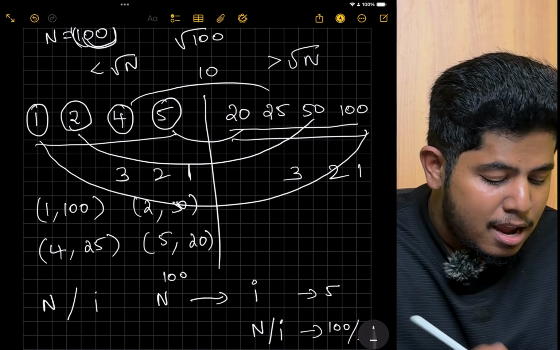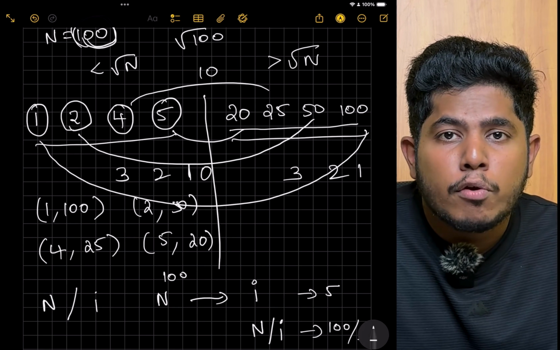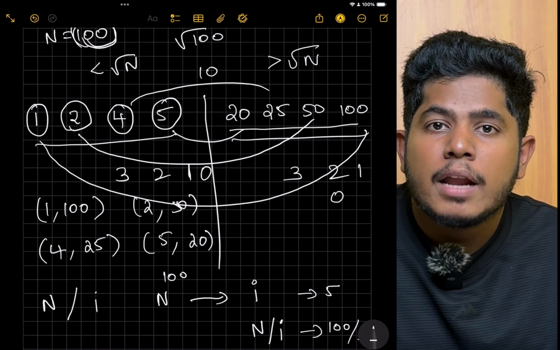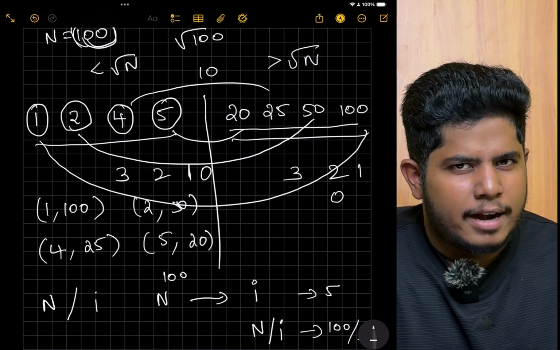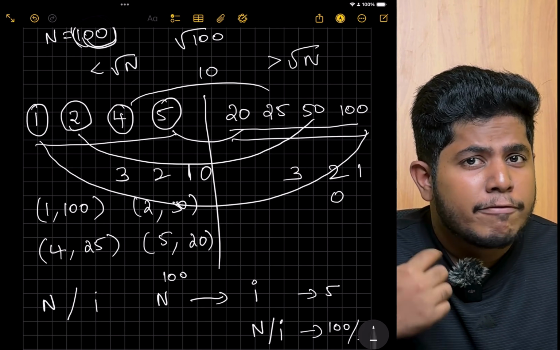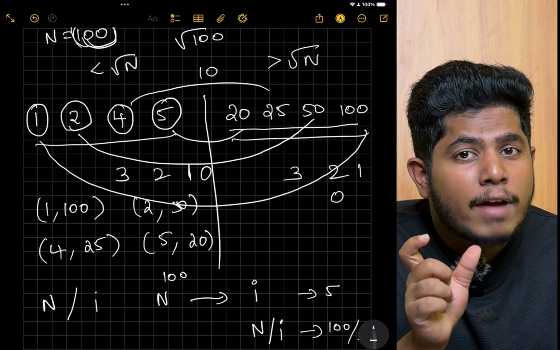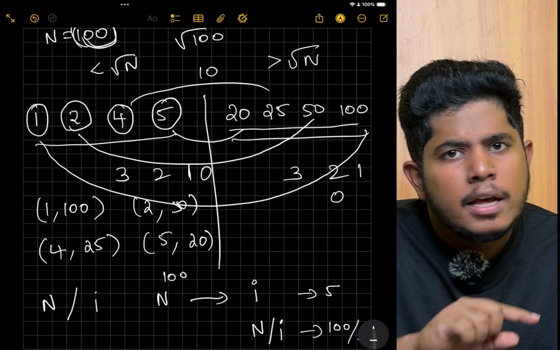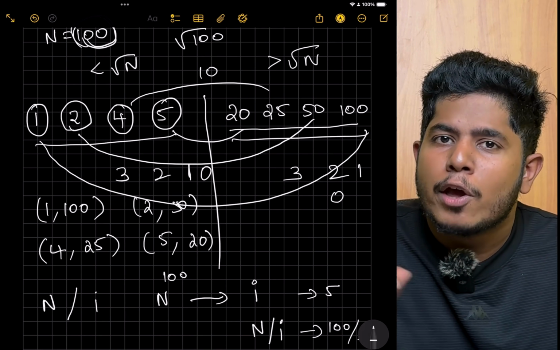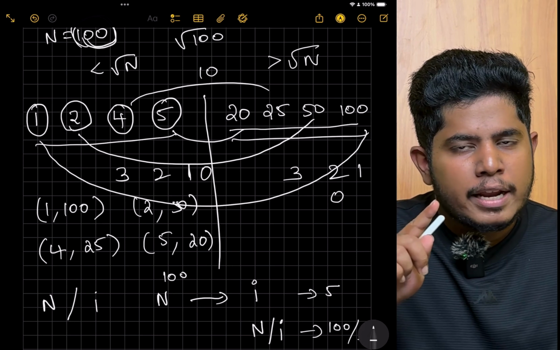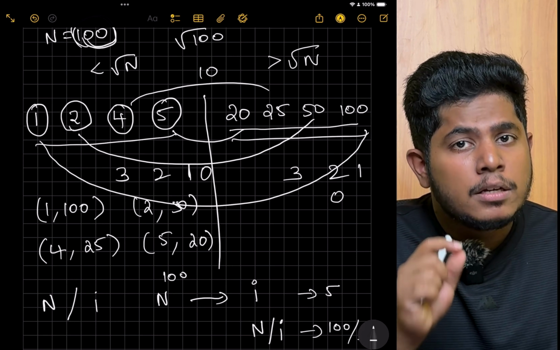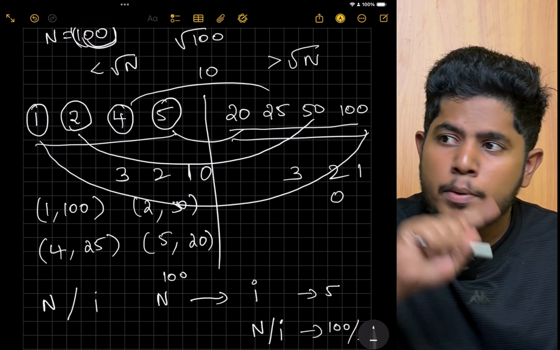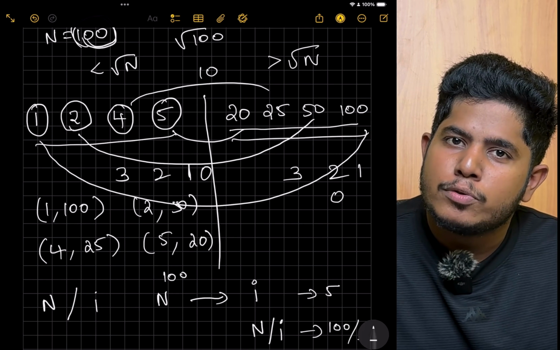If we say left side we have 0 factor, right side also we will have 0 factor, which means that suppose if we prove that there is no factor between 2 to square root of n, can we also say mathematically that there will be no factor after square root of n? So if there exists a minimum of 1 factor inside square root of n, there will be 1 factor after square root of n also.